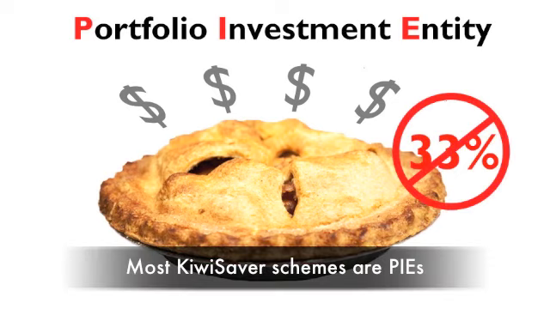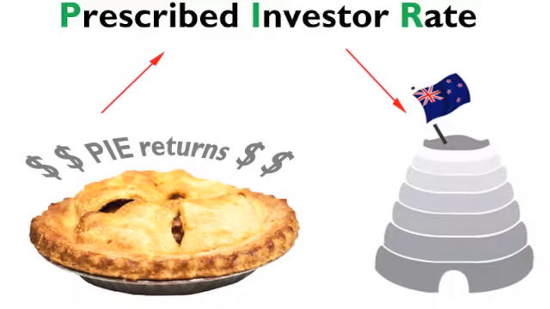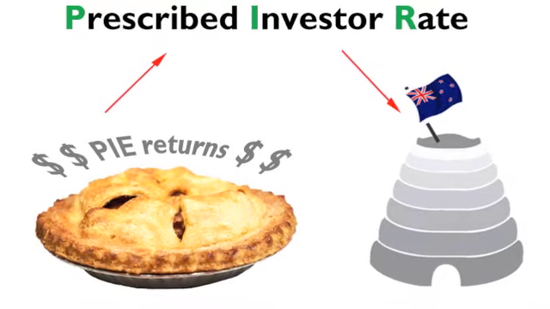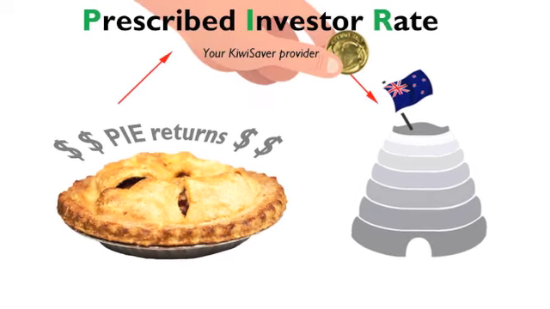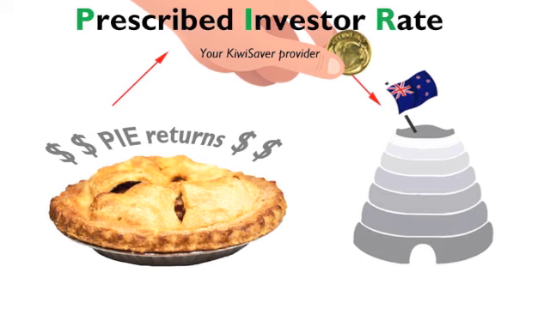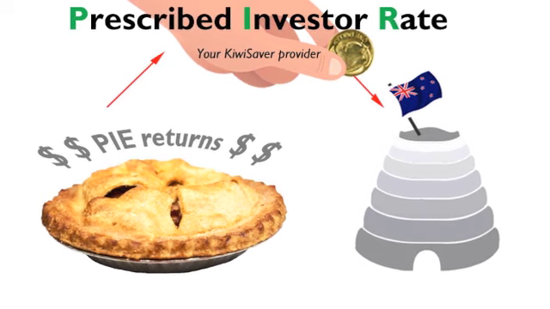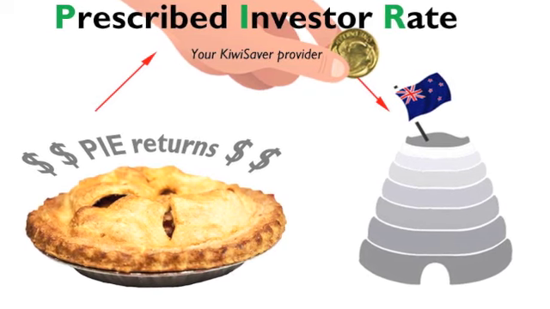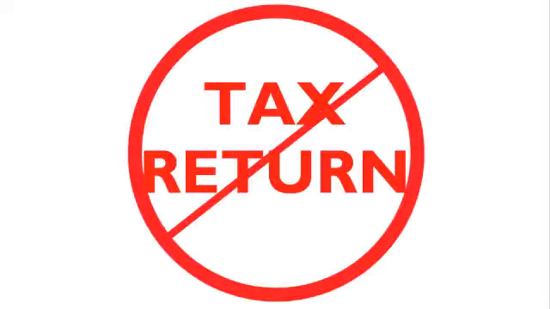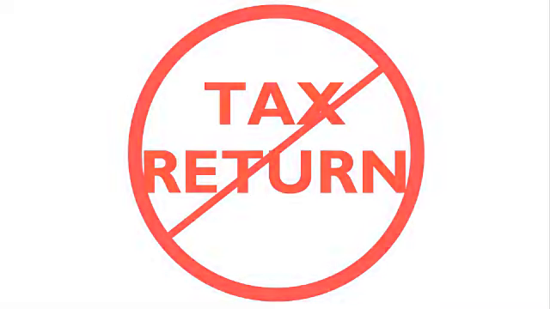Most KiwiSaver schemes are PIEs. The PIR is the rate of tax you pay on income from your investments in a PIE such as KiwiSaver. Your KiwiSaver provider makes the appropriate tax payments on your behalf from your KiwiSaver account to Inland Revenue according to your PIR. So you don't need to file a tax return for your KiwiSaver interests unless you've been paying an incorrect rate.